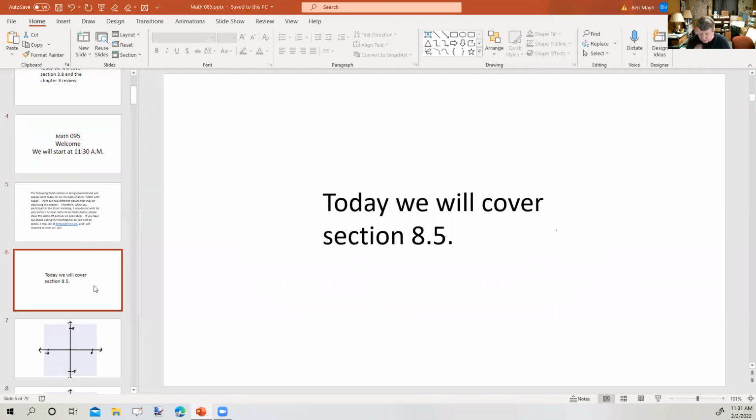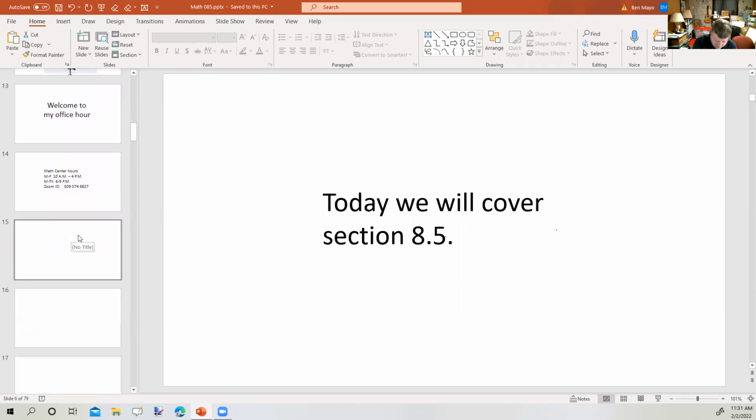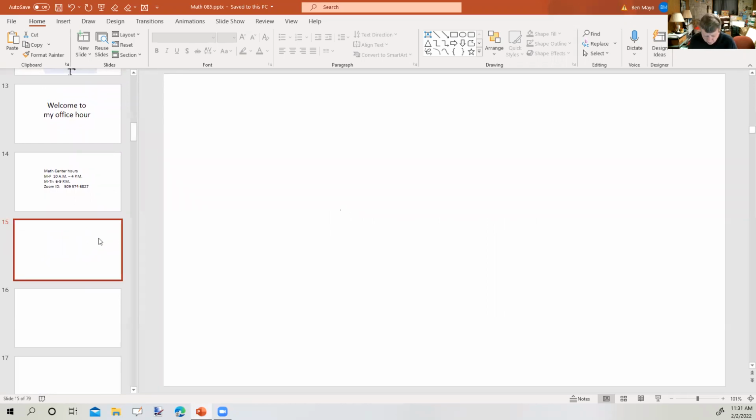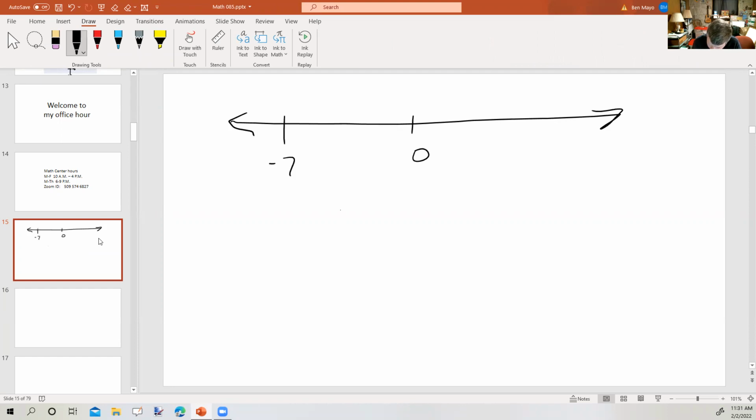All right, today we're going to take a look at section 8.5, which is solving absolute value equations. First of all, let's do some review as to how absolute value works. Absolute value of a number is the distance from that number to 0 on the number line.